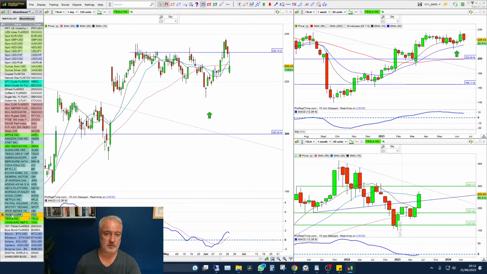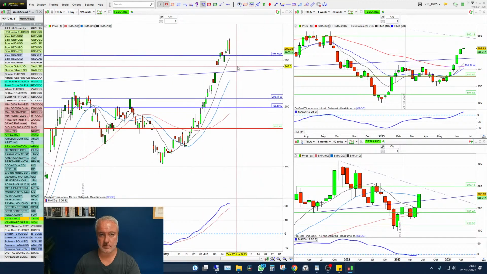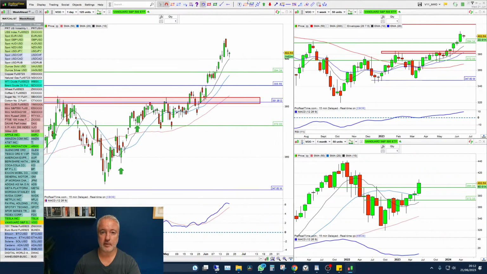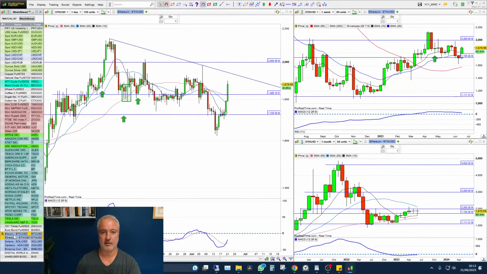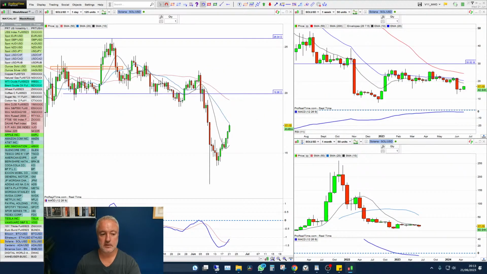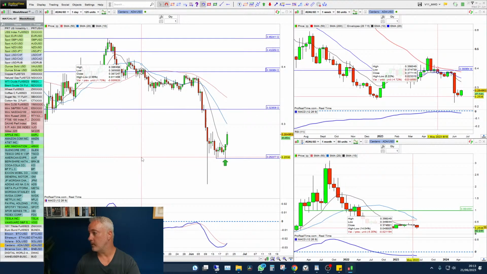FedEx, it's battling with that resistance level. Tesla needs a deeper pullback, but it's out of the danger zone. Vanguard, that could be a possible setup there. Could be. So lots going on. Cryptos. Boom. Ethereum. Boom. Solana. Blah, blah, blah.